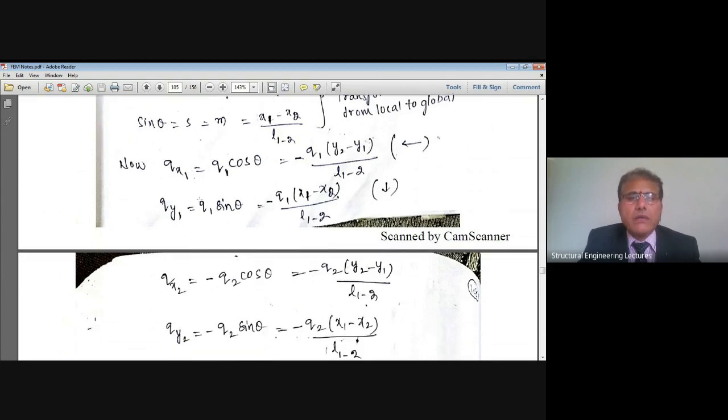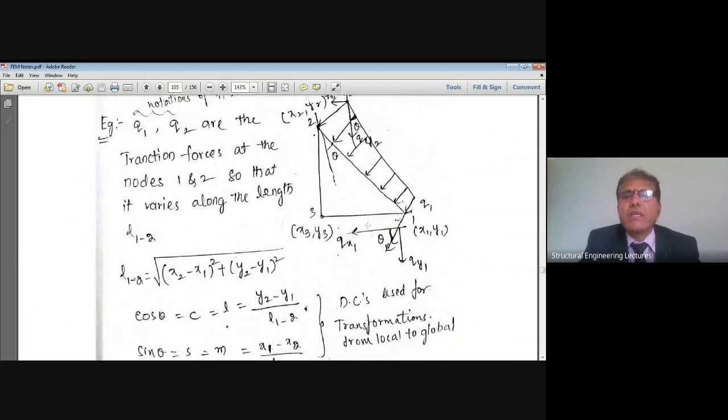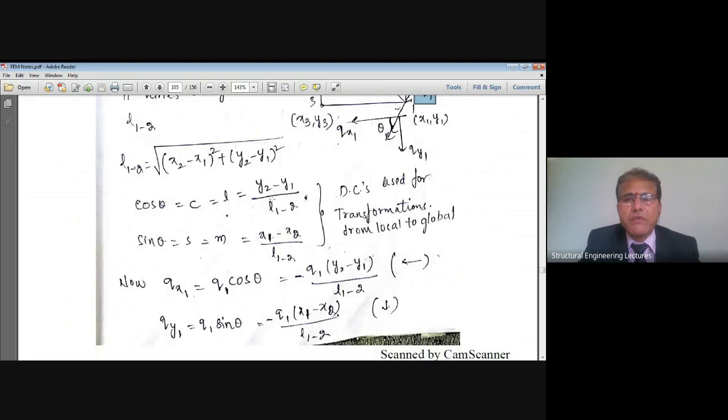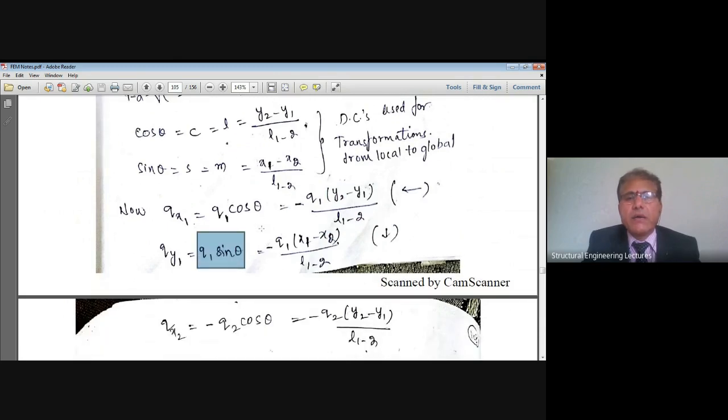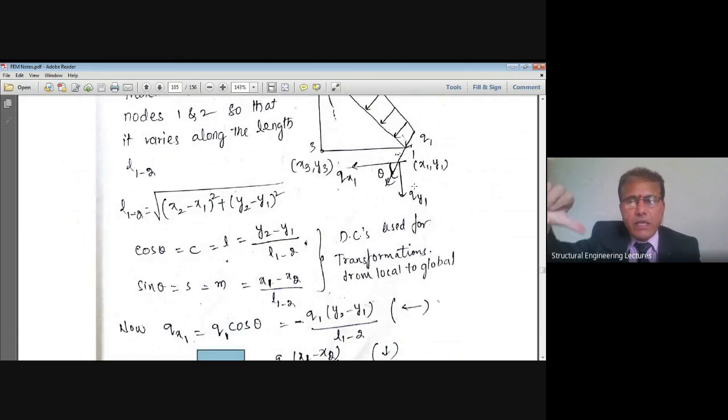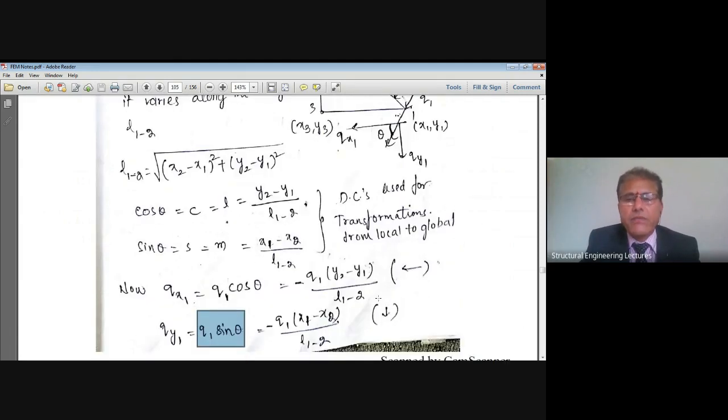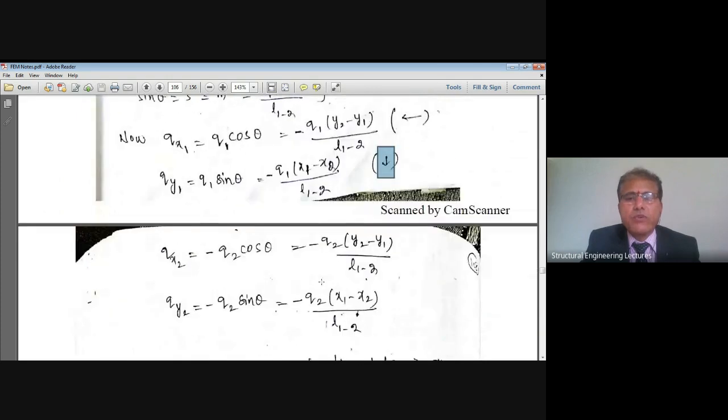Then now using these direction cosines, I'll write what qx1 is in terms of q1. That is, from that figure, qx1 is equal to q1 cos theta. However, that q is acting in the negative direction of x. Therefore, I'll put minus q1 multiplied by cos theta. Cos theta is nothing but (y2 minus y1) by L12, acting in the left direction, hence minus. Similarly, qy1 is q1 sin theta, but that qy is also acting in the downward direction, therefore negative. Minus q1 (x1 minus x2) divided by L12.